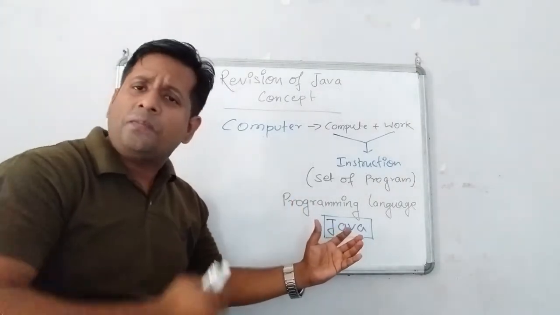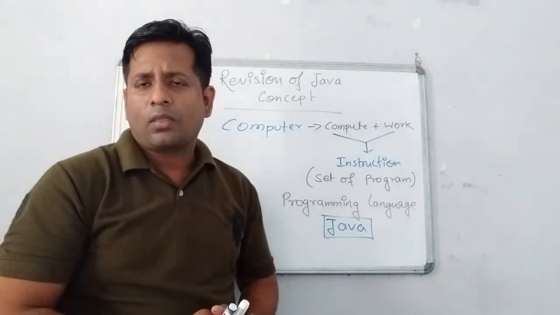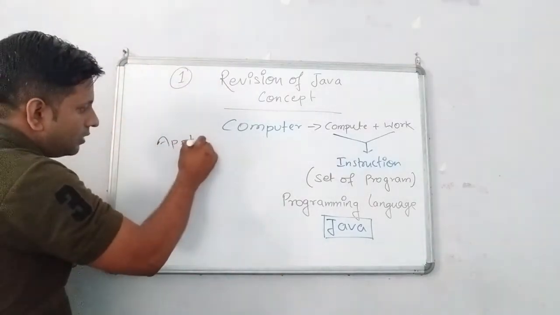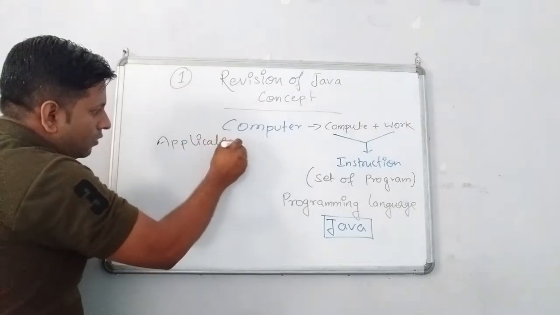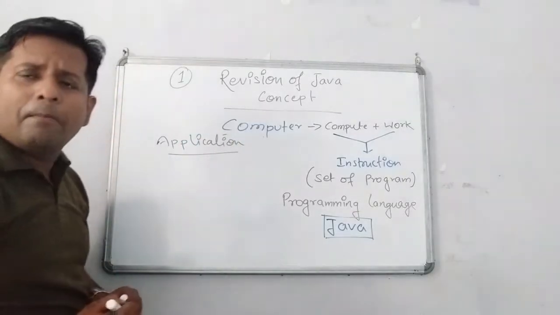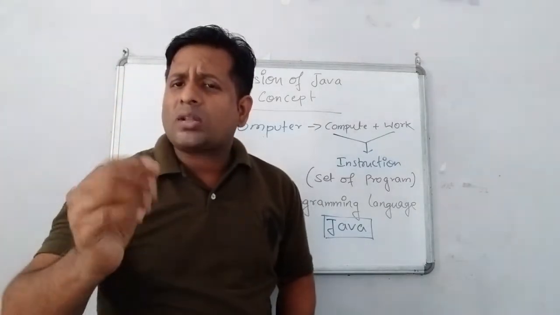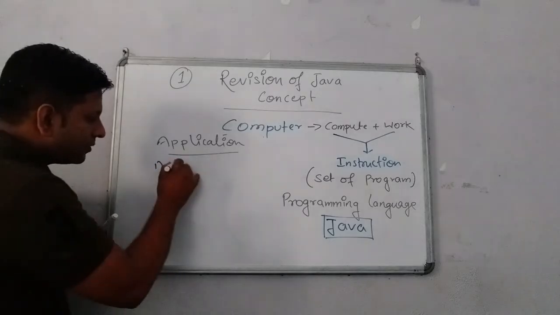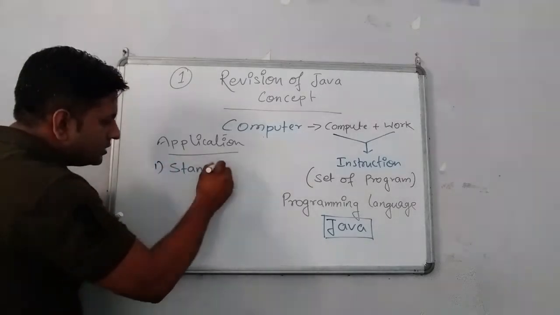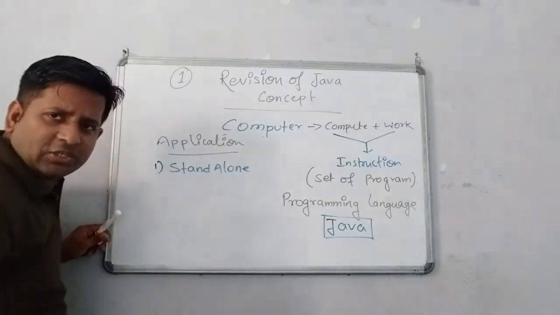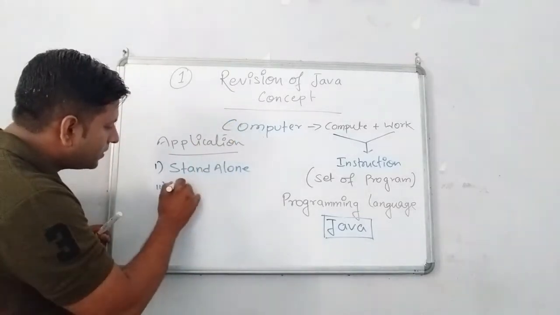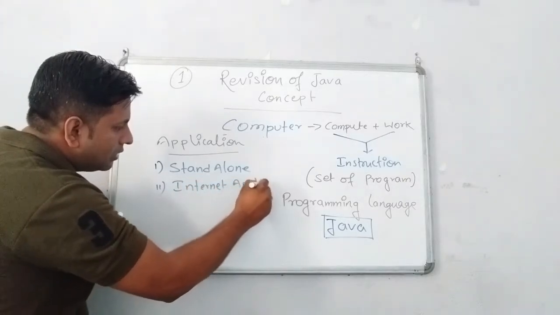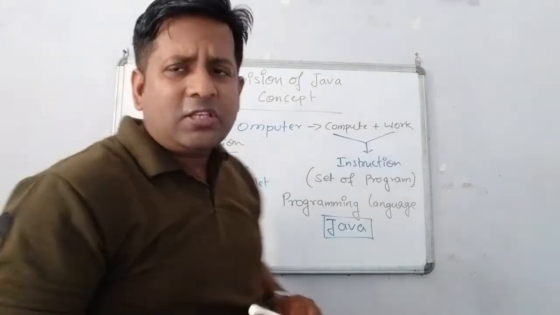Now the question arises, students, what can we do using Java? Okay, we can create multiple applications. We can create multiple applications using Java. What kind of applications does Java support? Java supports two types of applications: standalone applications and internet applets.